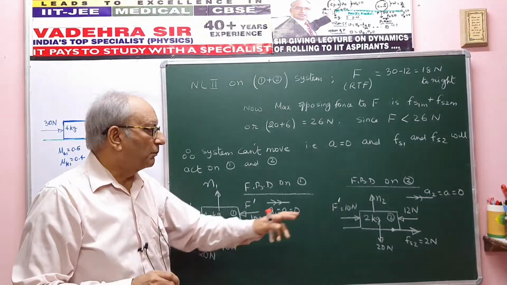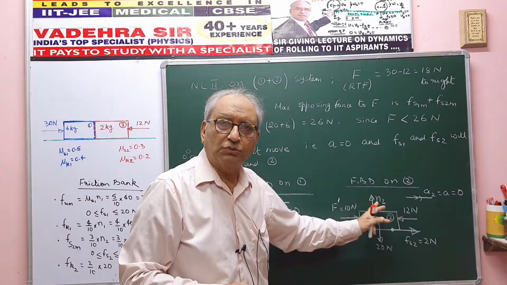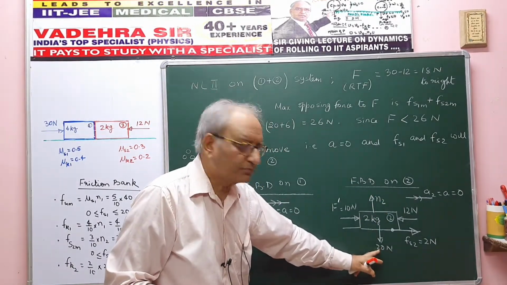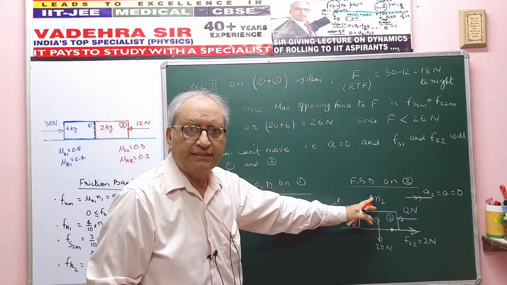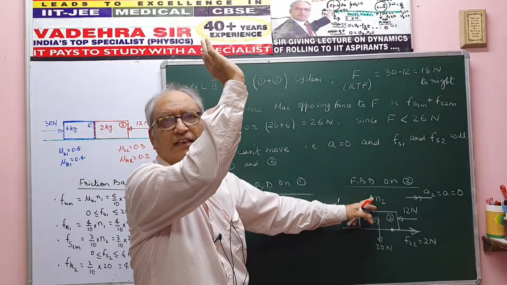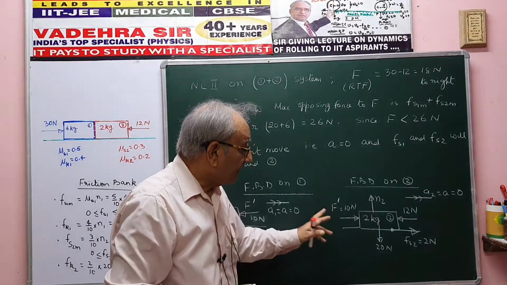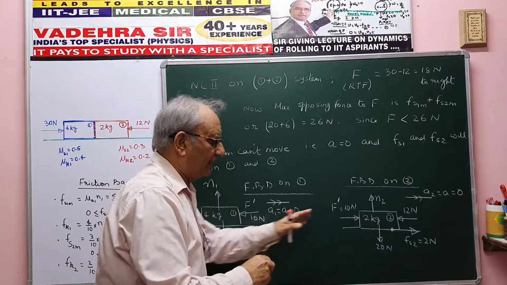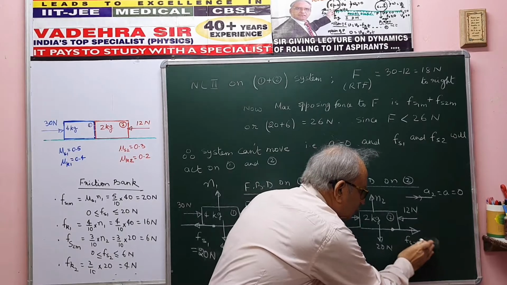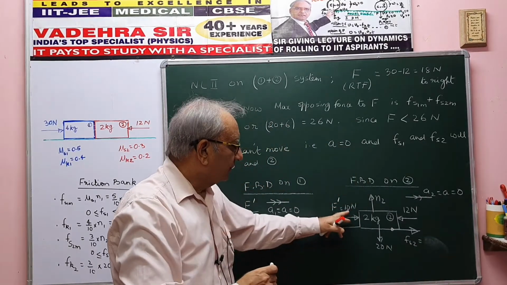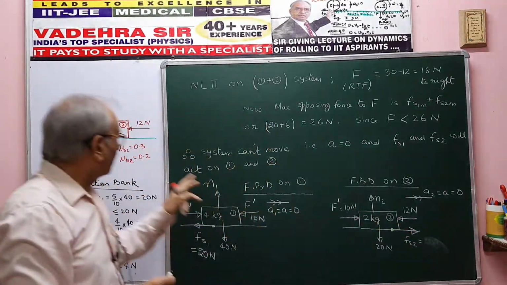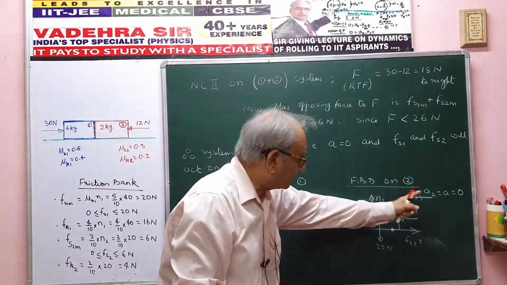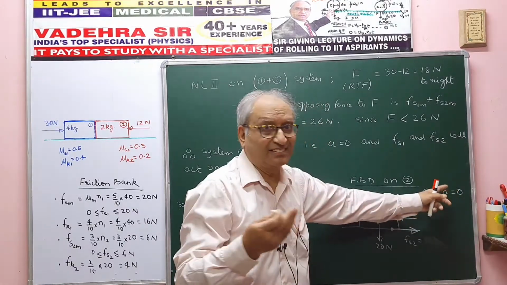Now let's come to block 2, the free body diagram. Weight down, and N2, the normal contact surface gives it a normal push upward. Now F dash is the action reaction pair. This I already know is 10 Newton. 12 Newton is already acting here, look at the diagram. And acceleration a2 is also 0 because the system is not moving.